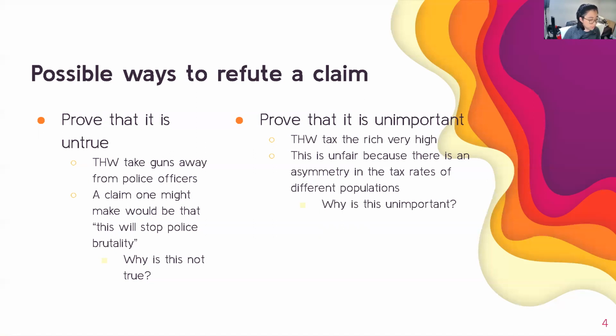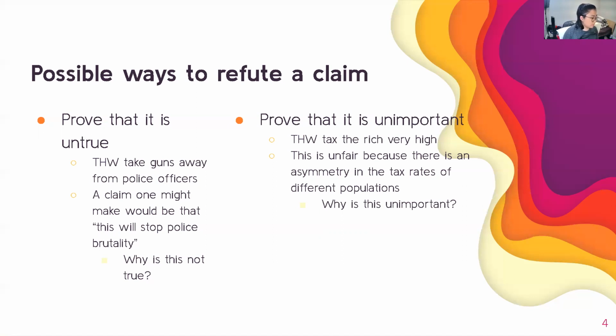So for example, let's say a motion is: this house will take guns away from police officers, right? And a claim one might make in this debate would be, well, we should take guns away from police officers because this will stop police brutality. This is usually the part where I ask you guys why this is not true, but it's a seminar, so I guess I can't do that. So I'll just answer this question for you.